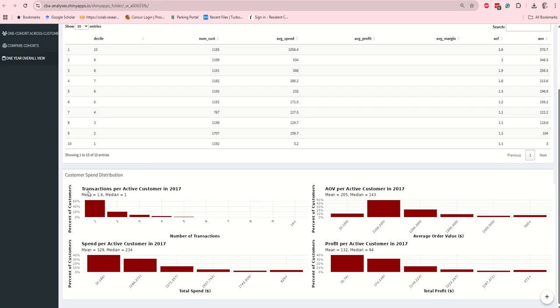And then down here, what we're looking at is how many times did they buy. So if you were to take everyone who bought in 2017, how many people bought once, twice, 3 times, etc. What was the average order value per customer? So of the people who were active, how much were they spending per purchase? That's what this is showing.